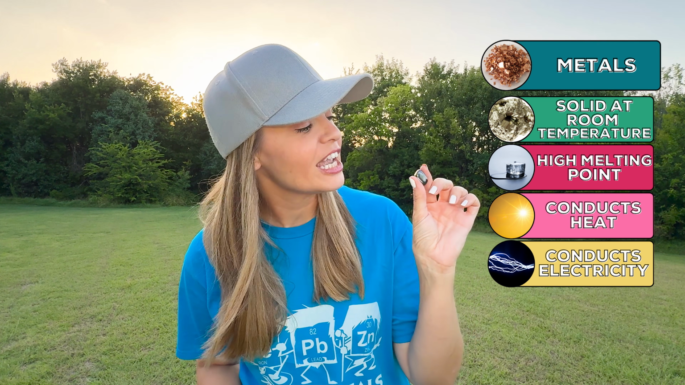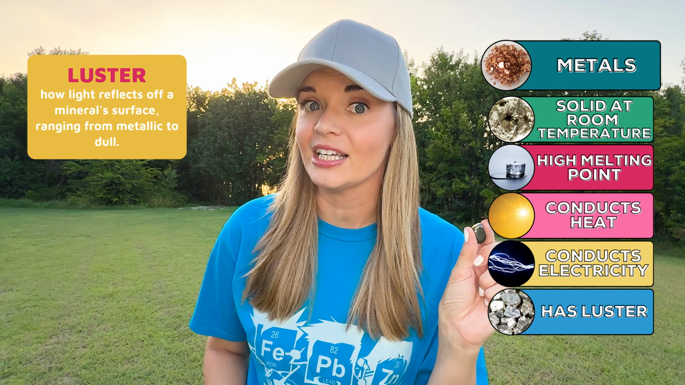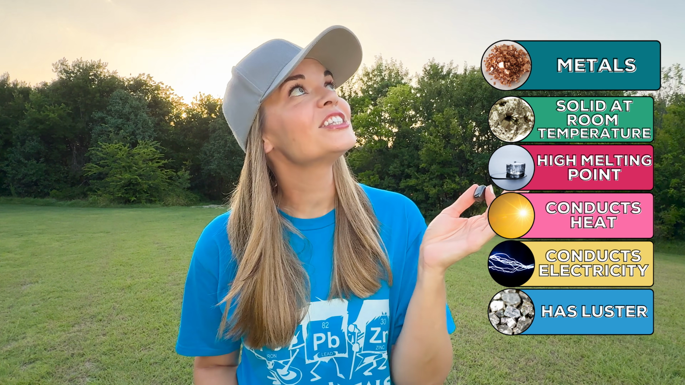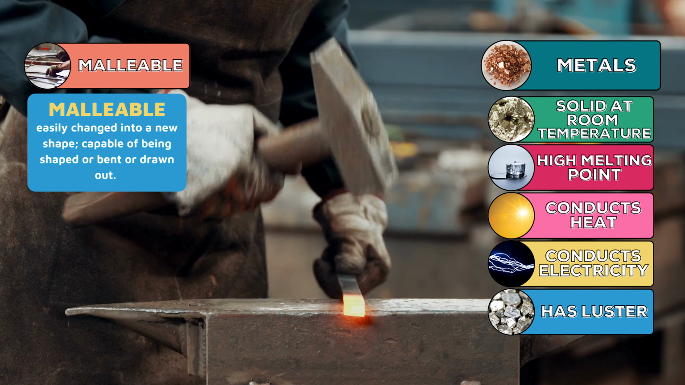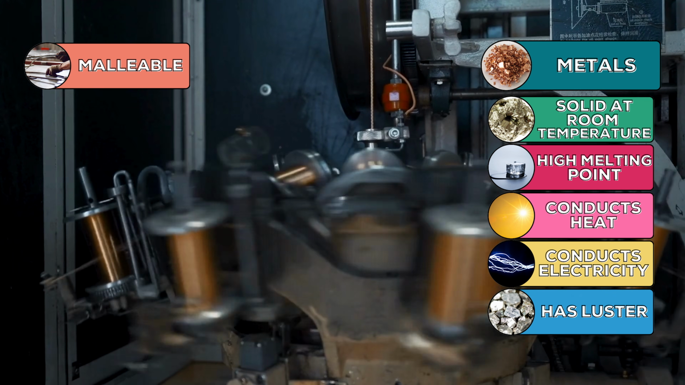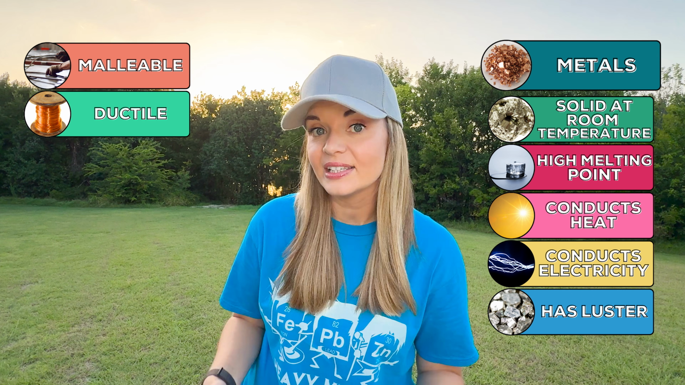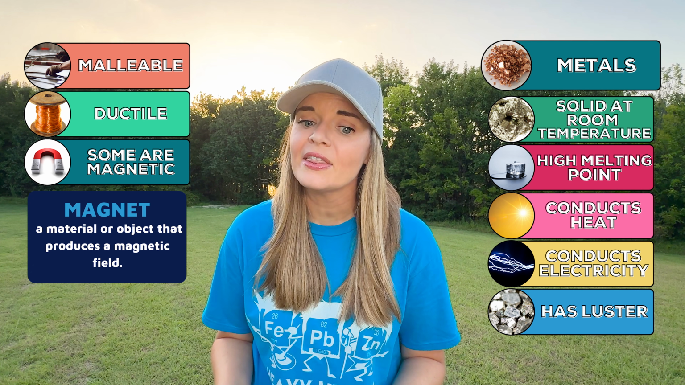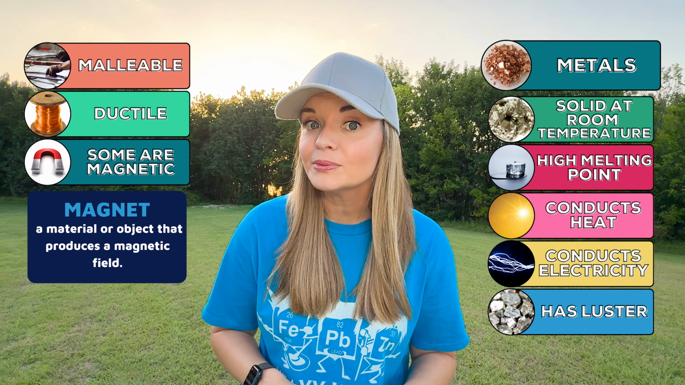Metals also have a shine to them, or a luster. Luster is fancy. Luster. They're malleable, which means they can be bent or hammered into different shapes for different functions. Metals are also ductile and can be drawn out into long wire. Only some metals are magnetic, so we say that metals can be magnetic, but not every metal is a magnet.